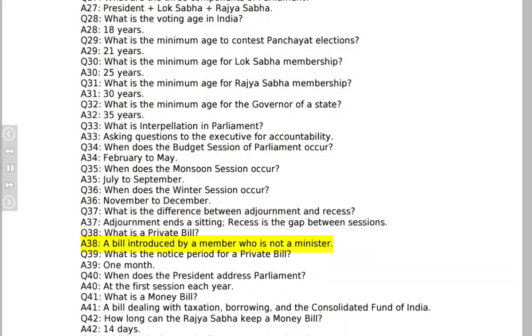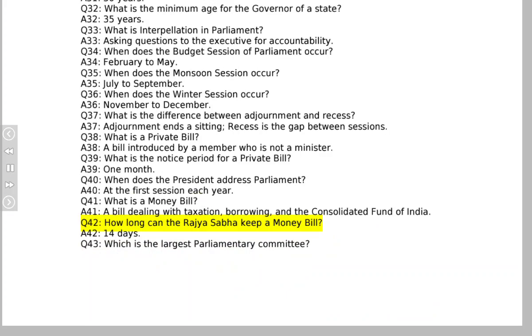Q38. What is a private bill? A38. A bill introduced by a member who is not a minister. Q39. What is the notice period for a private bill? A39. 1 month. Q40. When does the president address parliament? A40. At the first session each year. Q41. What is the money bill? A41. A bill dealing with taxation, borrowing, and the consolidated fund of India. Q42. How long can the Rajya Sabha keep a money bill? A42.